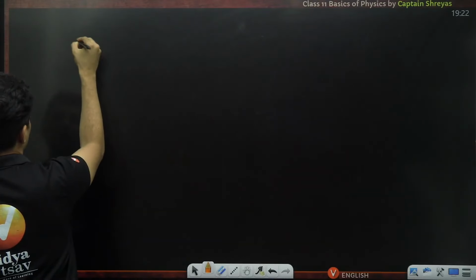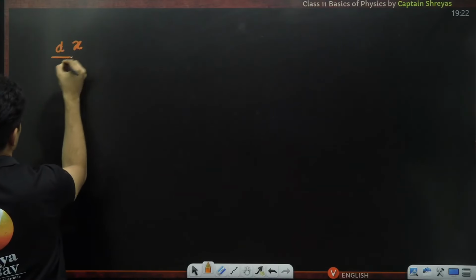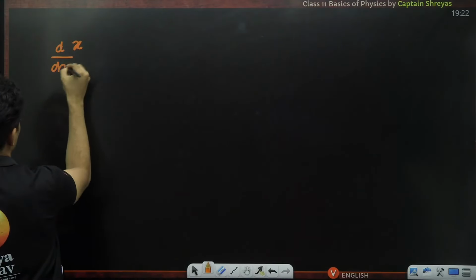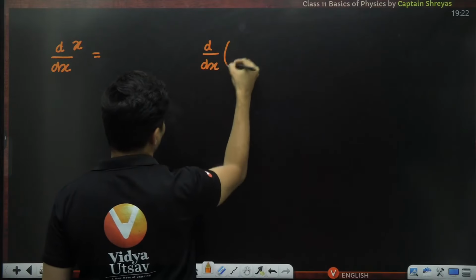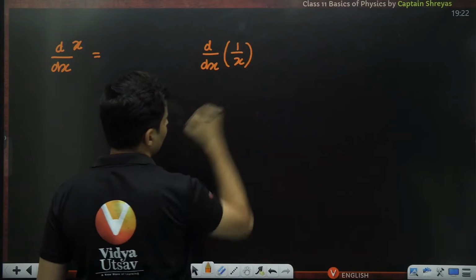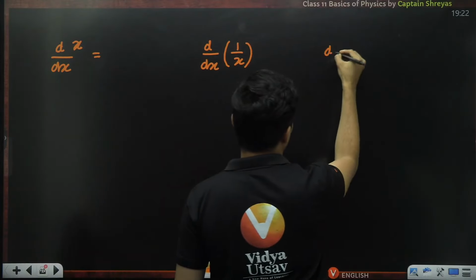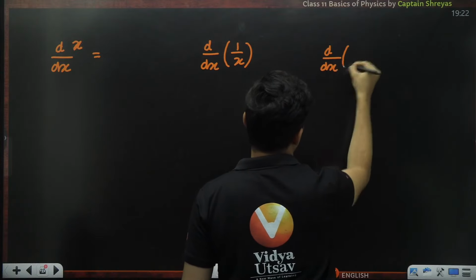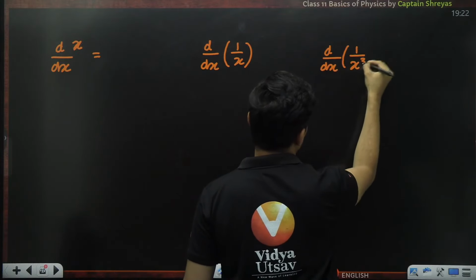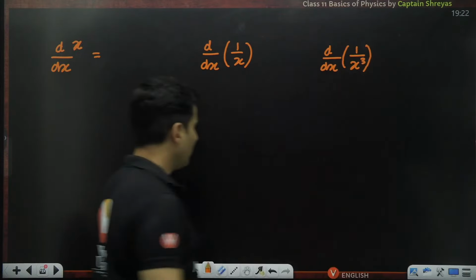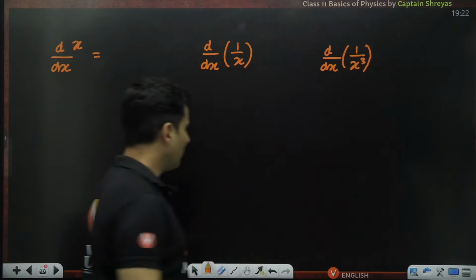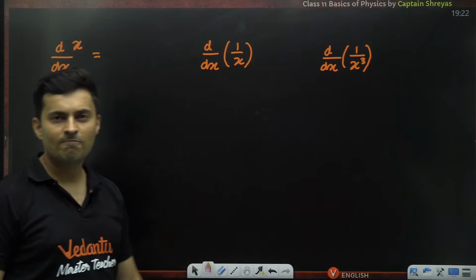Okay, let's see if you can answer this particular question. Find the derivative of x, how much will it be? Also try to figure out the derivative of 1 by x, and the derivative of 1 by x cube. These are your next numericals. Let's see if you can figure this out.